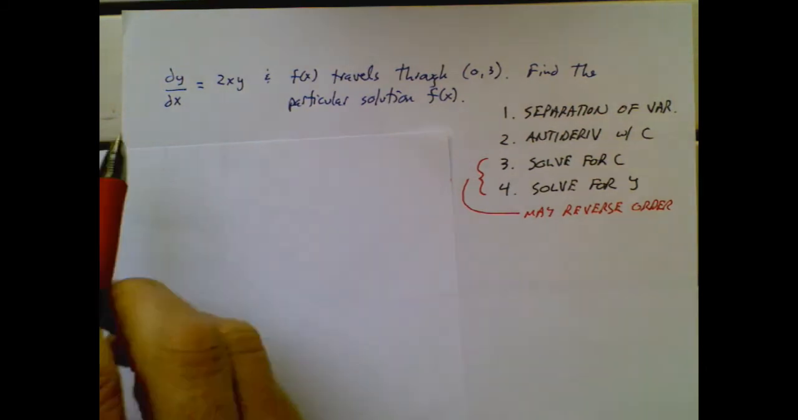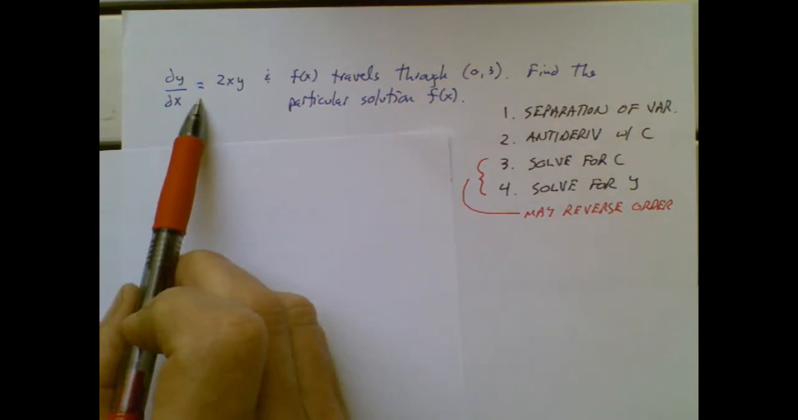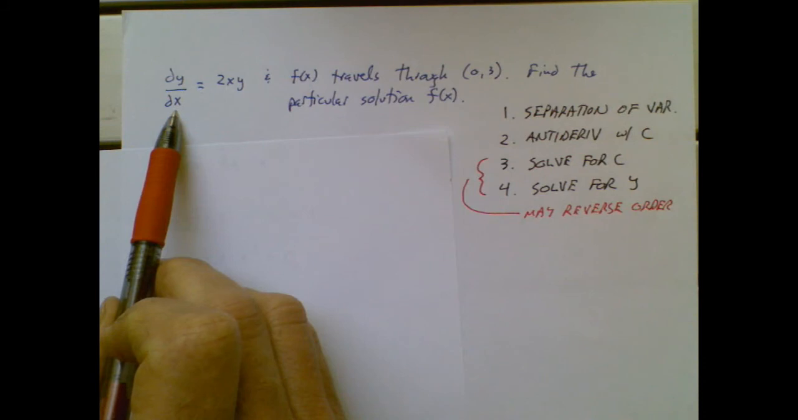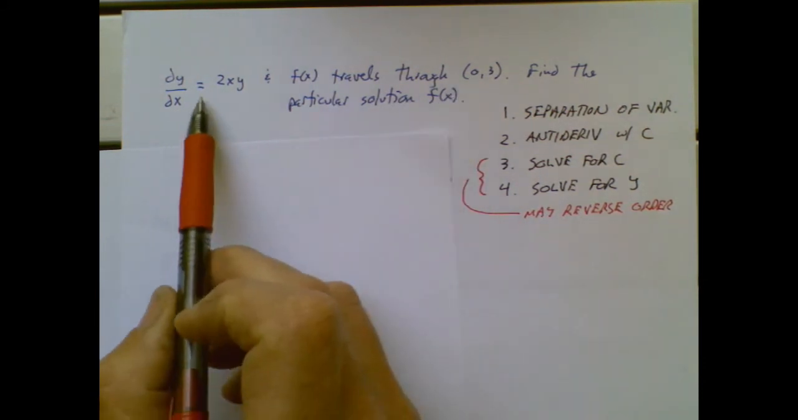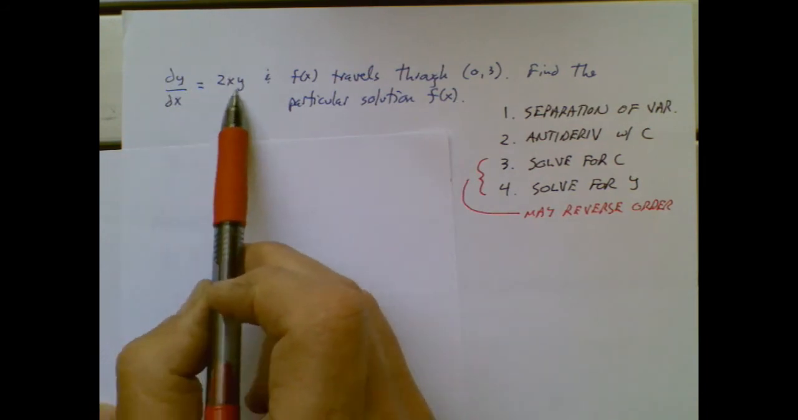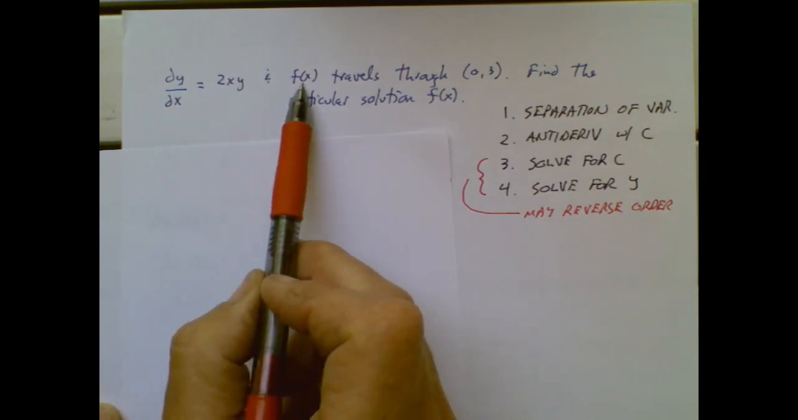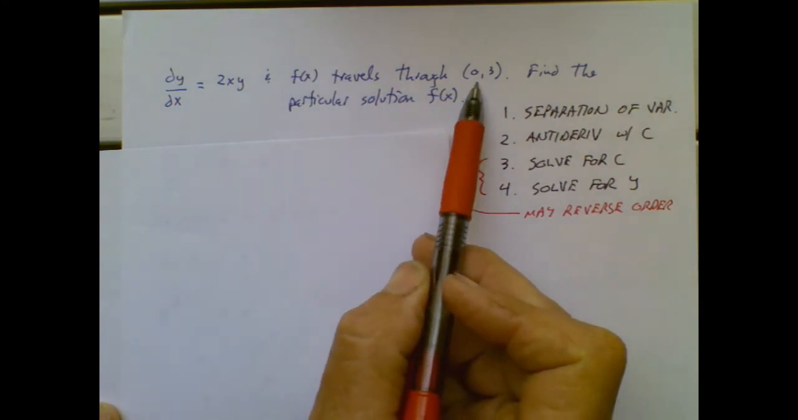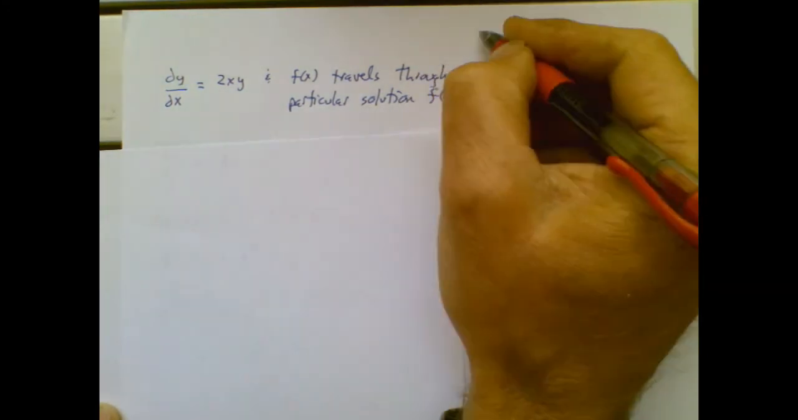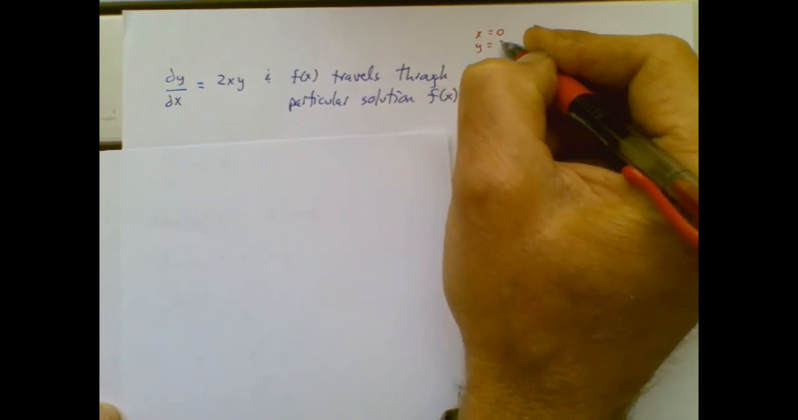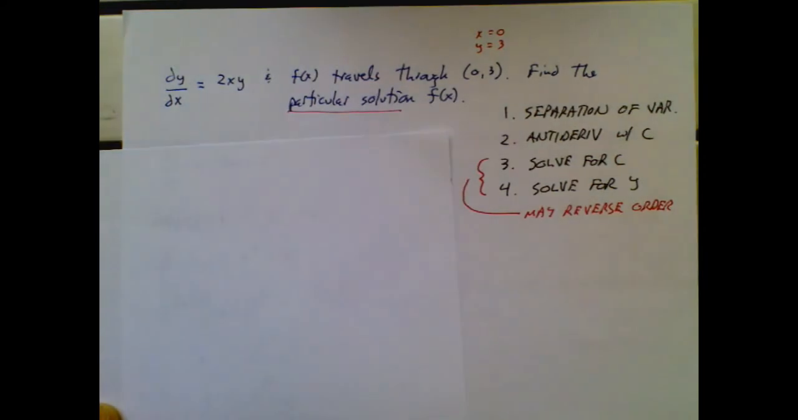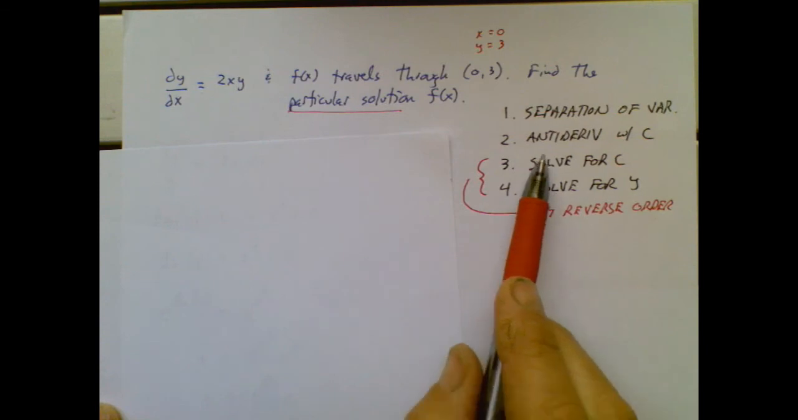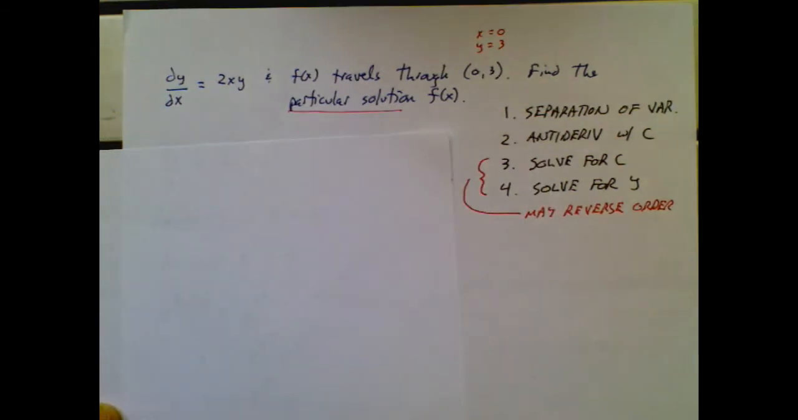Okay, a brand new problem. It's a differential equation because it's an equation that has a derivative symbol in it. They give us an initial condition. They say the equation that gave birth to this, which is f of x, travels through the point (0, 3). So I know later on x is 0, y is 3. And we need to find the particular solution, f of x. We're going to follow these steps. Do these two in whatever order you think is easiest.